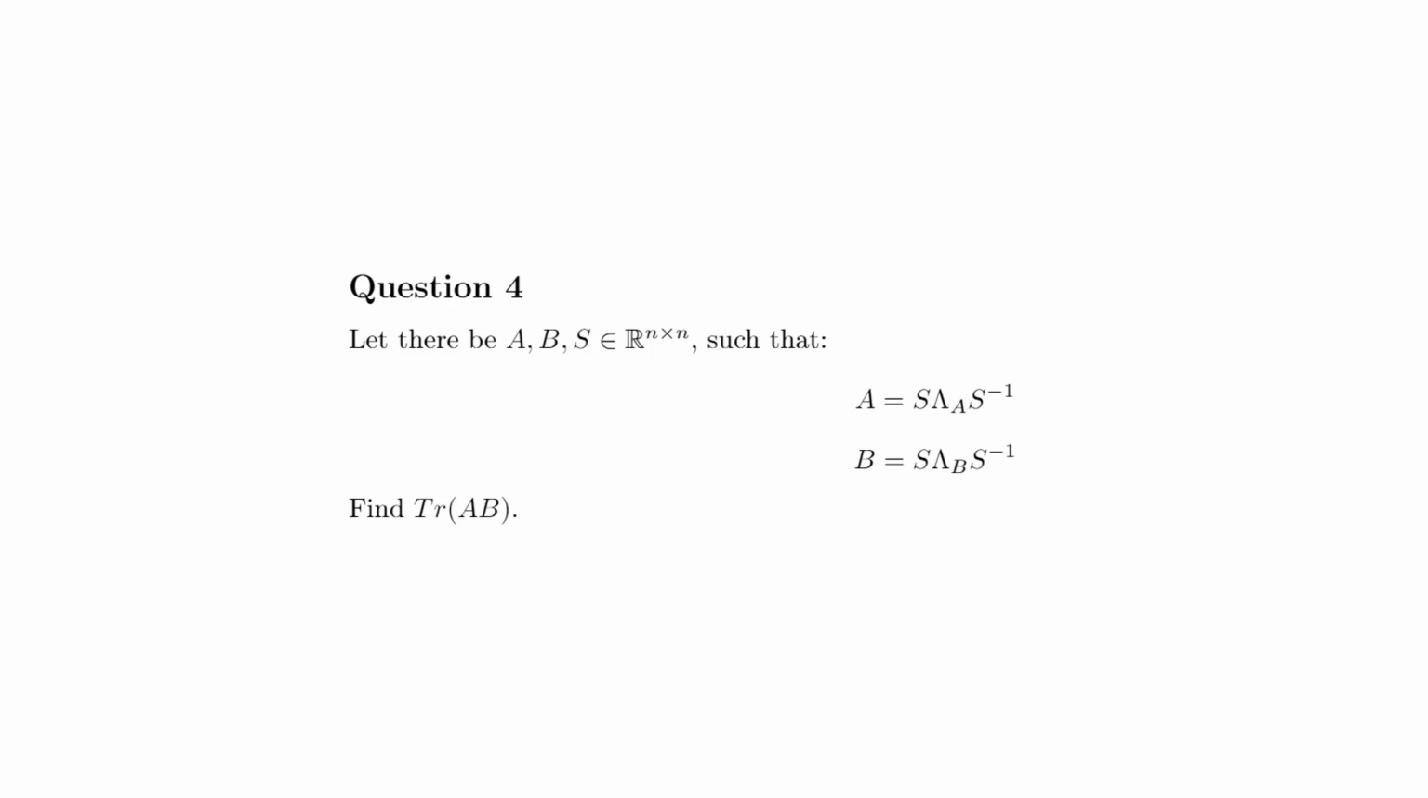Let A, B, and S be three matrices such that A is equal to S lambda A S inverse and B is equal to S lambda B S inverse. What is the trace of AB? I suggest you solve this yourself and then return to the video.